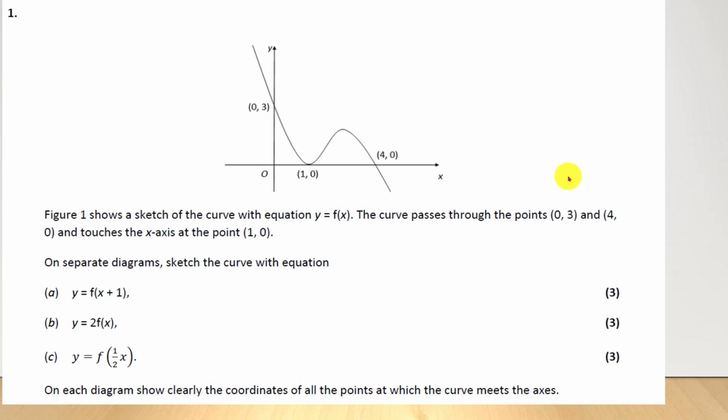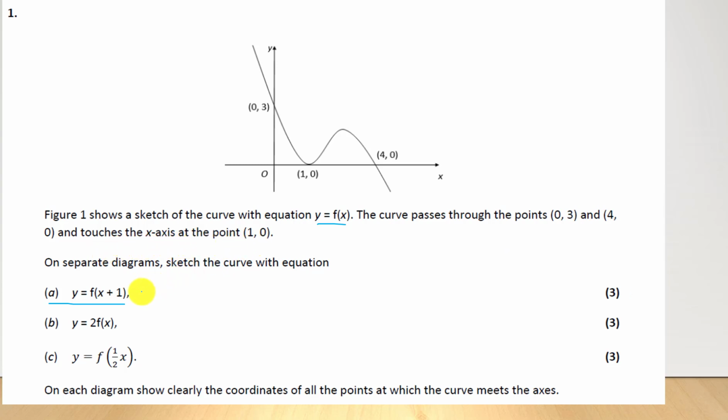Okay, so here are some chapter 4 exam questions, which is graph sketching and involves applying your graph transformation skills. So part A, we've got a sketch of this curve y equals f(x). The curve passes through the points (0, 3) and (4, 0) and touches the x-axis at the point (1, 0).